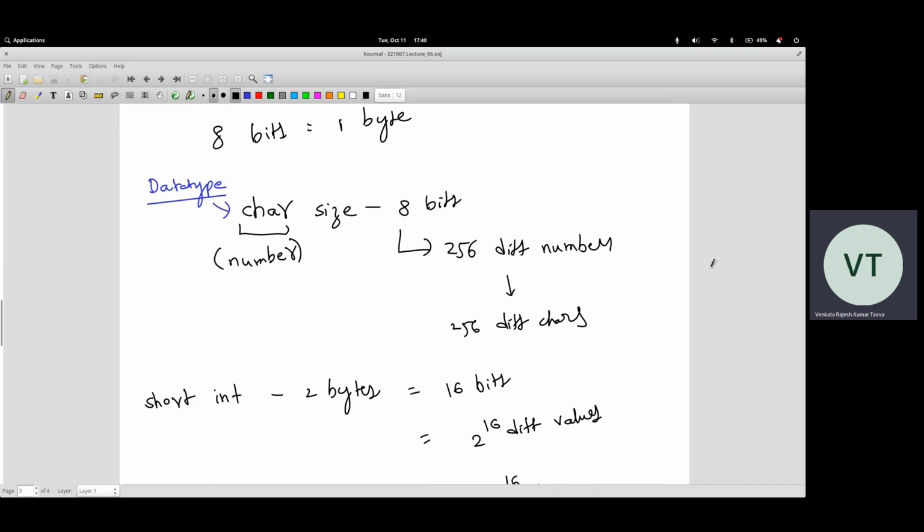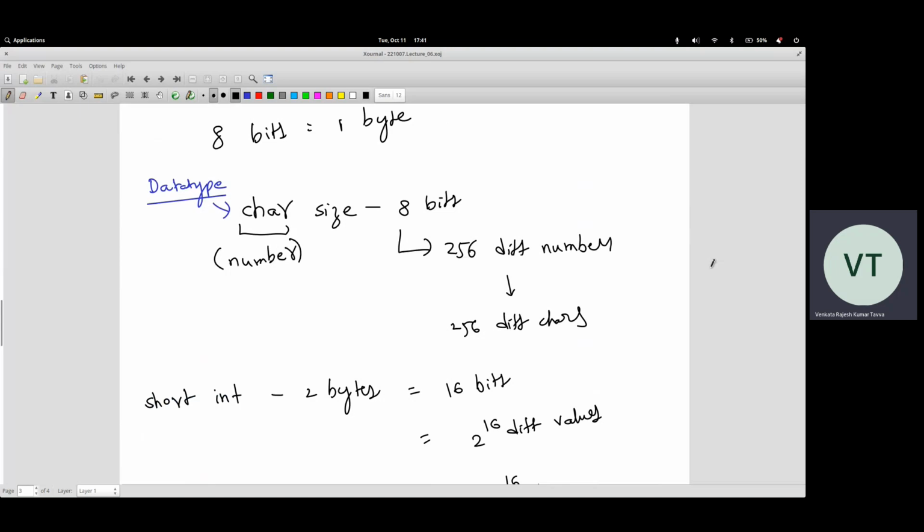How many bits does char have? 8 bits. 8 bits means how many different possible values? 256, because 2 power 8. That is 256 different possible values, but the range of values is 0 to 255. If it had started with 1, it would have gone to 256, but since it started with 0, it goes only up to 255. The total number is 256. So a char is basically an integer which can store numbers from 0 to 255.